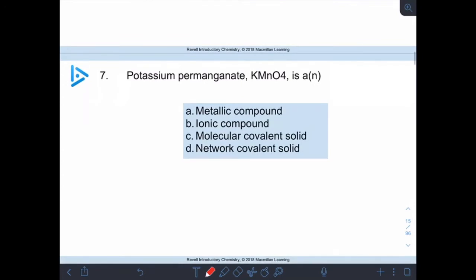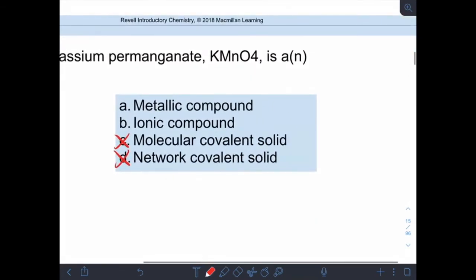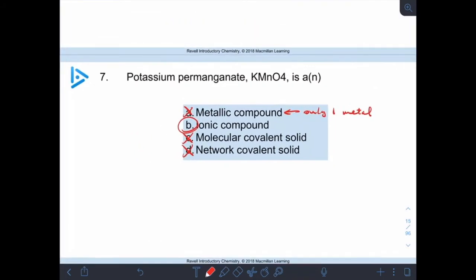Potassium permanganate. Are there metals? Yes. So right away we can count out anything that's covalent in our choices. Okay. Now the metallic compound, remember the metallic compound, only one. Okay. So we've got two different metals in there, potassium and manganese. Right? So this one does not count for metallic. So we're going to go with an ionic compound.